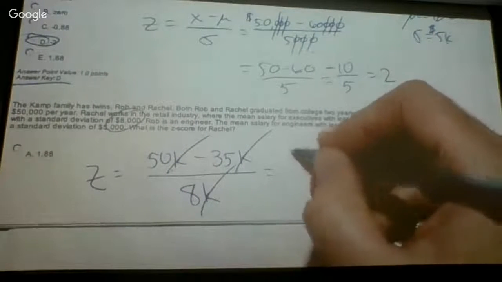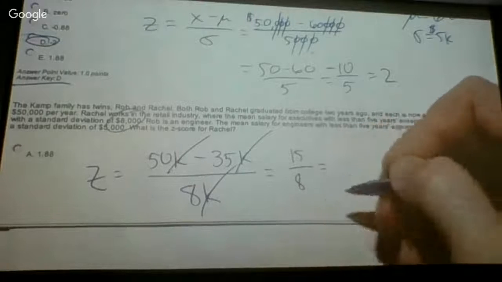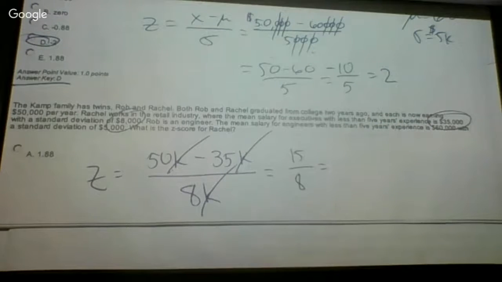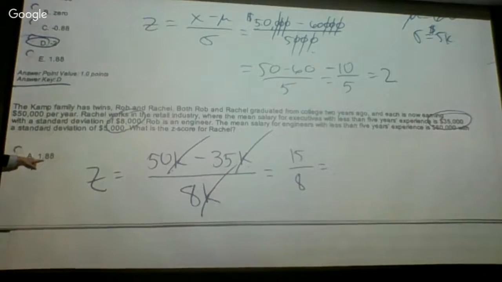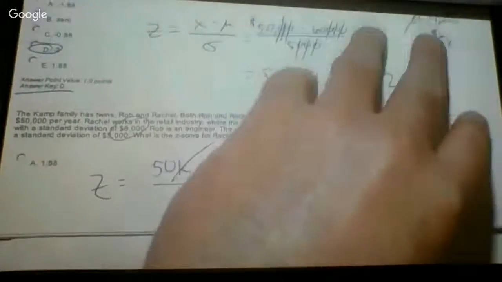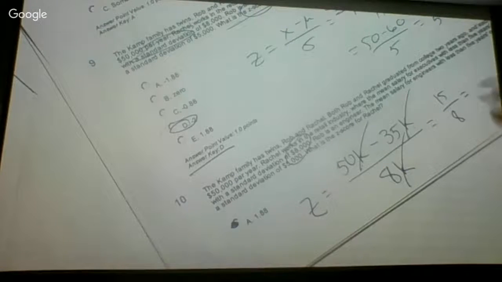50 minus 35 is 15 over 8. What's 15 over 8? That's our Z-score. So what? 1.88. That number? Yeah. I hope there's other options on the next page. There are, but we don't need them because the answer is A. 1.88. Calculate Z-score. 10 down, 37 go. Questions, comments, concerns, thoughts?